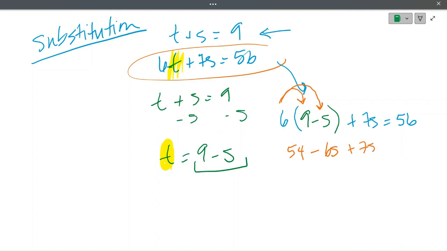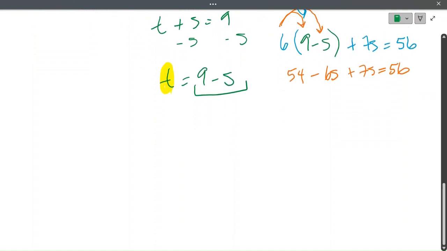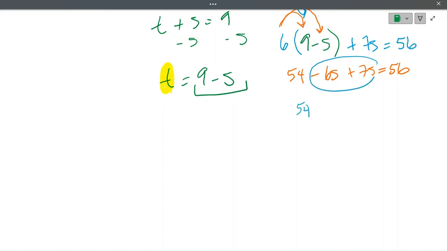Plus 7s equals 56. And now I'm going to combine my like terms. So the s's are my like terms. So I have 54 plus negative 6s plus 7s is plus s equals 56. And now I just need to solve for s, and I'm going to do that by subtracting 54 from both sides. So s equals 2.